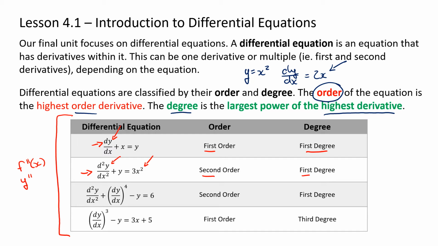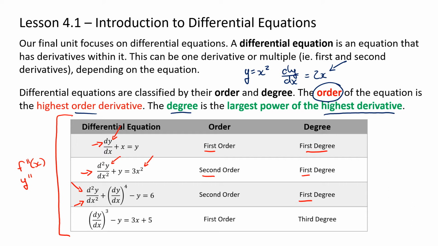Our third example, d squared y by dx squared plus dy by dx to the exponent 4 minus y equals 6. This is a second order equation because again we have a second derivative here, but it's only first degree, okay? And that's because the exponent of our highest order derivative is 1. It doesn't matter that the exponent on the first derivative is 4. Okay, it's still considered a first degree differential equation. So if you're talking about naming these, it would be a second order first degree differential equation. That's how you would say it.